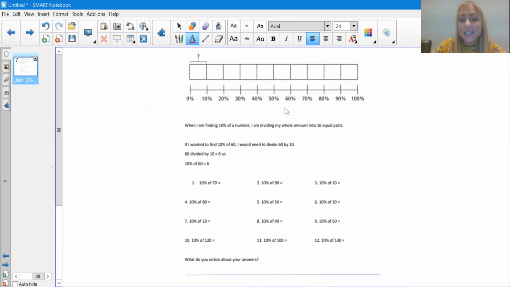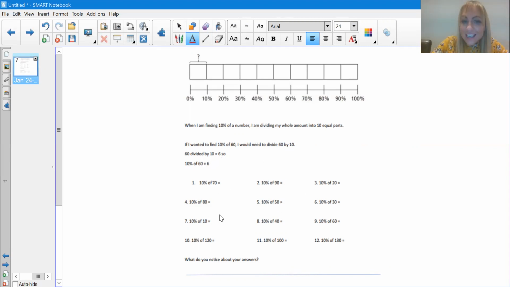Okay, so your sheet is going to look a little bit like this. When I am finding 10% of a number, I'm dividing my whole amount into 10 equal parts. So if I wanted to find 10% of 60, I would need to divide 60 by 10. And 60 divided by 10 is 6. So 10% of 60 is 6.